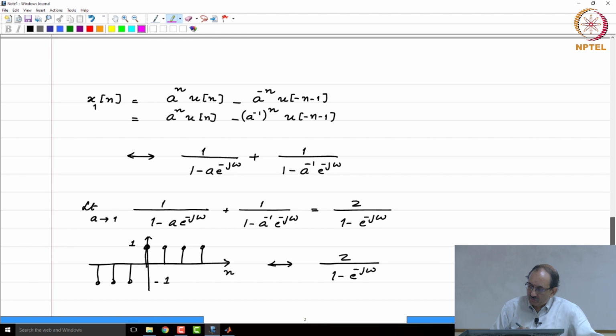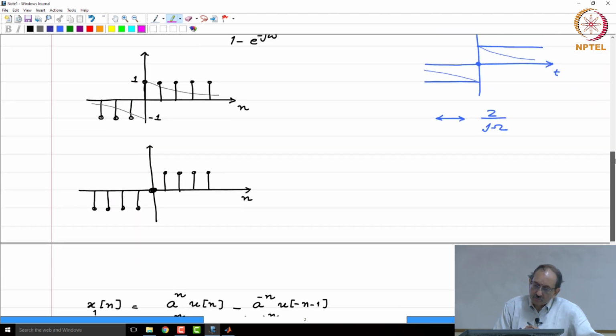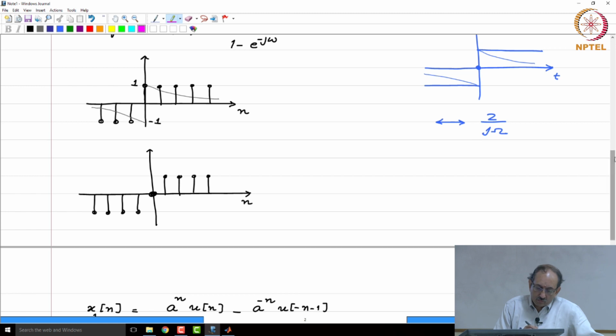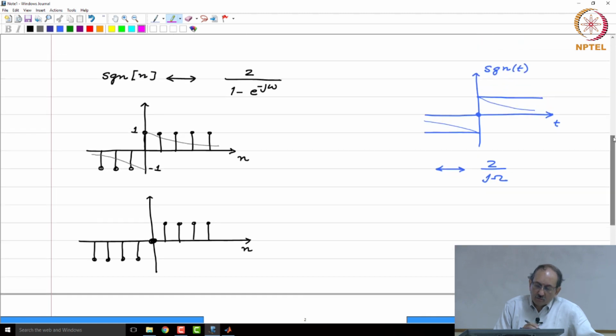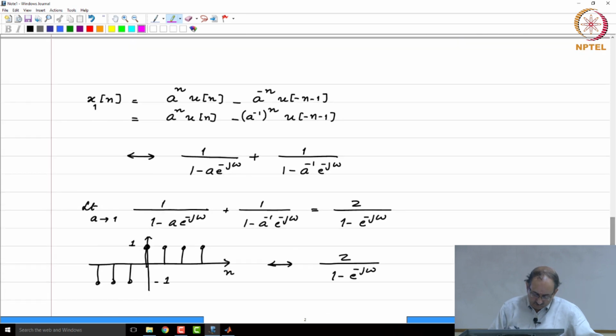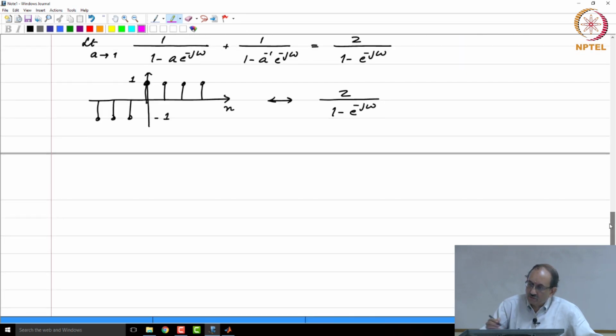Should remind you of this, and the reason why you did Sgn of t was because the very next function that you wanted to obtain the transform of was u of t, right. So, we will follow exactly the same pattern here.